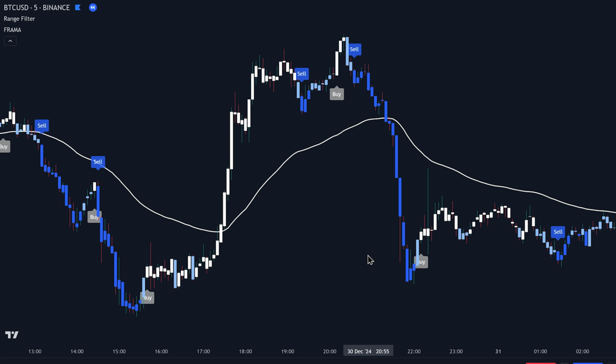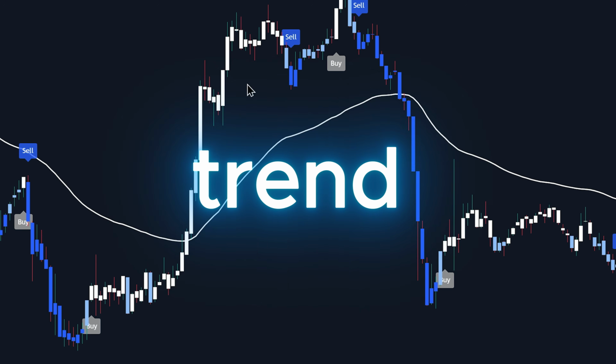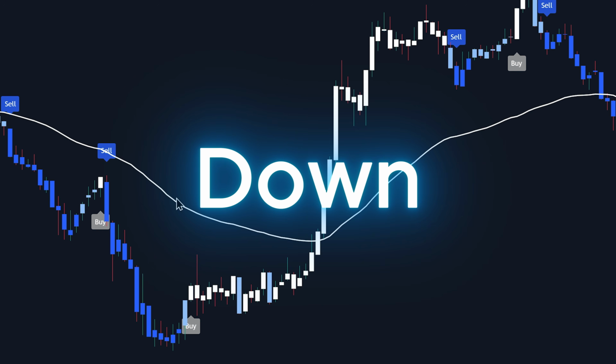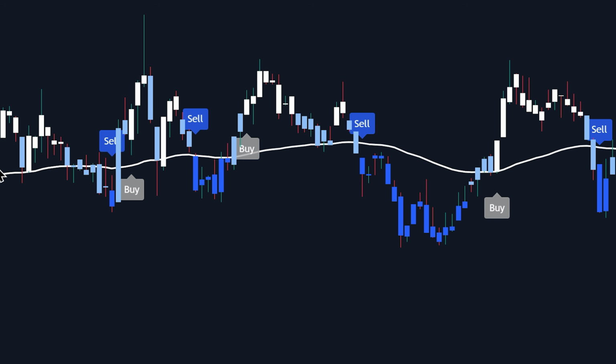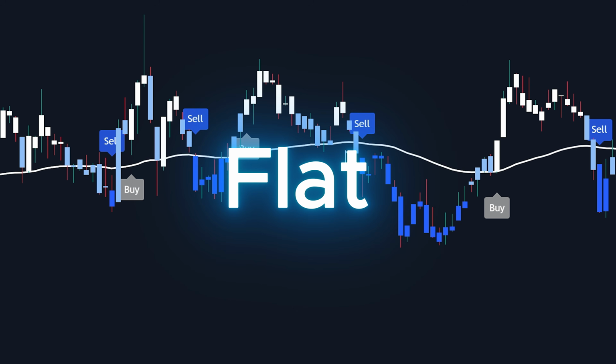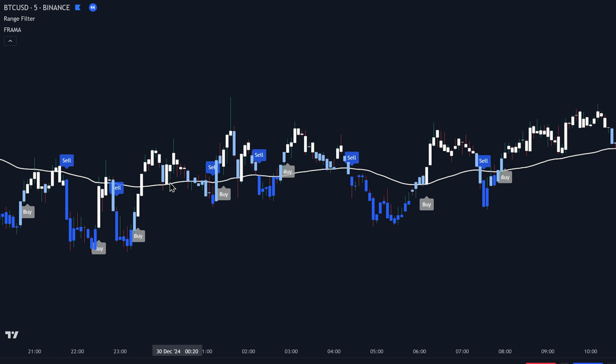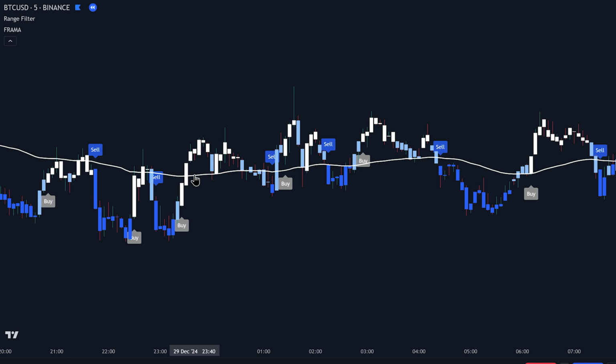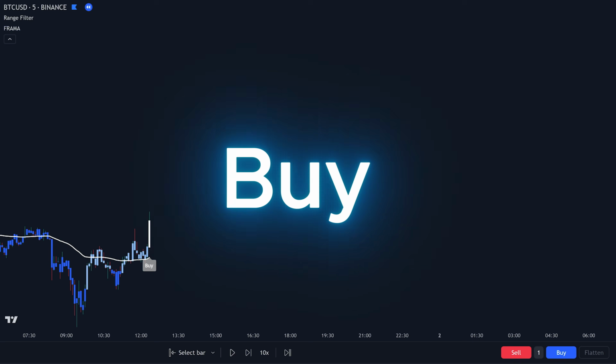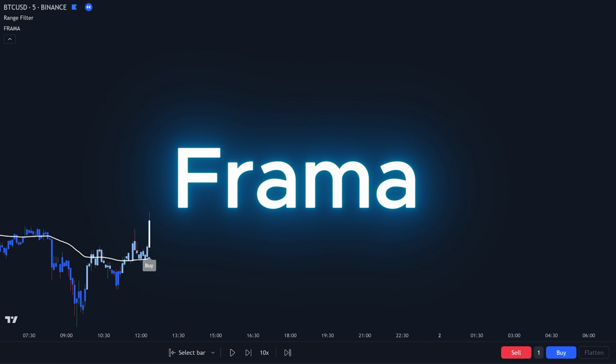The range filter buy and sell indicator works by identifying buy and sell signals based on the current market volatility and momentum. The FRAMA indicator adapts to market conditions, changing its slope depending on whether the market is trending or ranging. When the FRAMA line is sloping upward, it indicates an uptrend, and when it slopes downward, it shows a downtrend. During periods of low volatility, the FRAMA line will flatten, signaling a lack of momentum in the market. So, in a flat market like this, you should avoid taking any buy or sell signals from the range filter indicator.